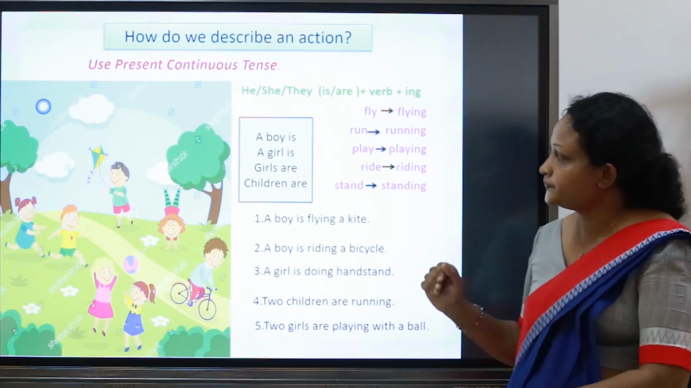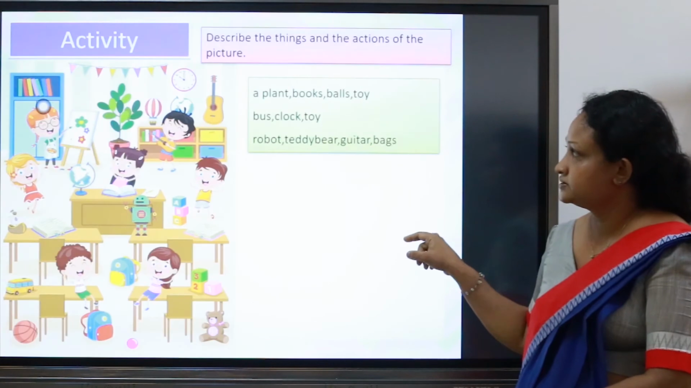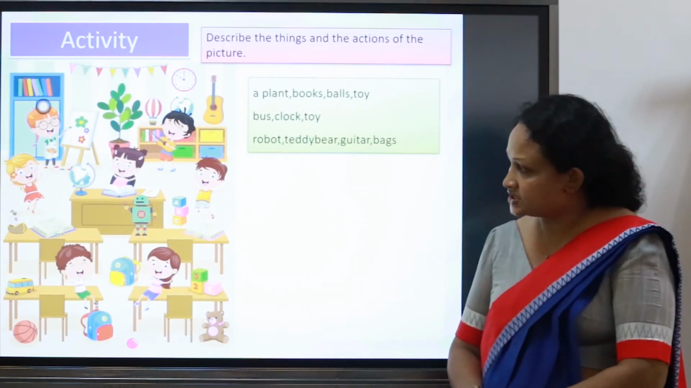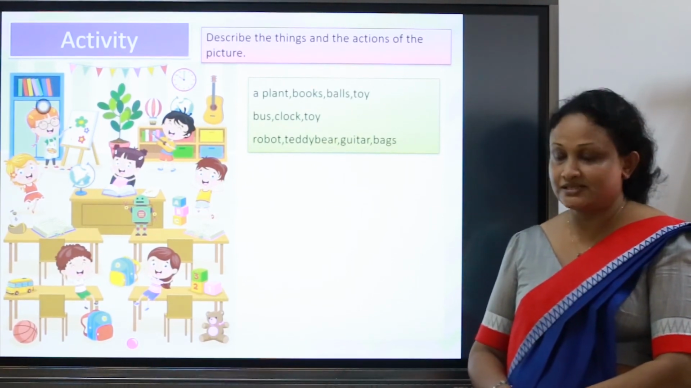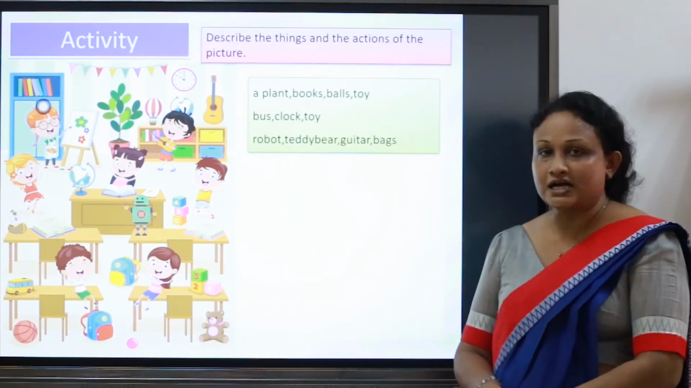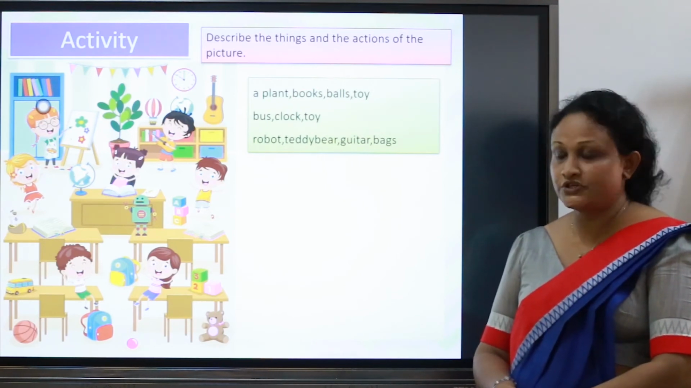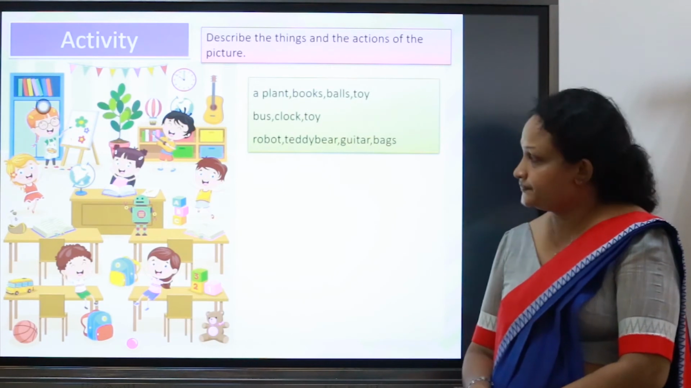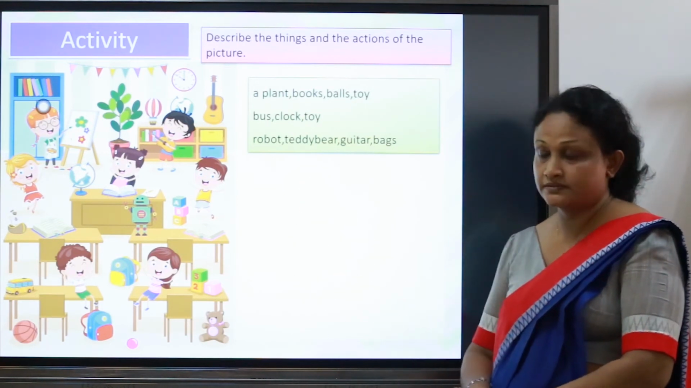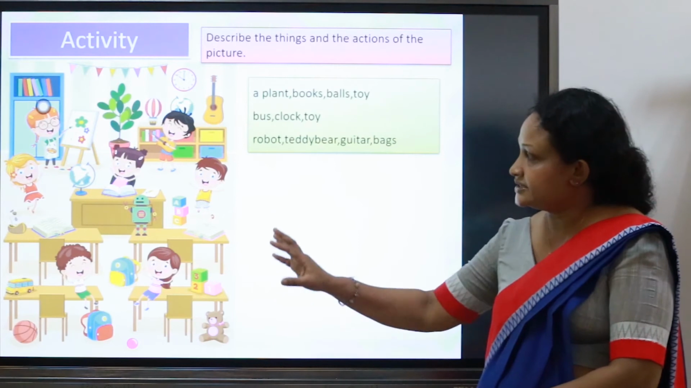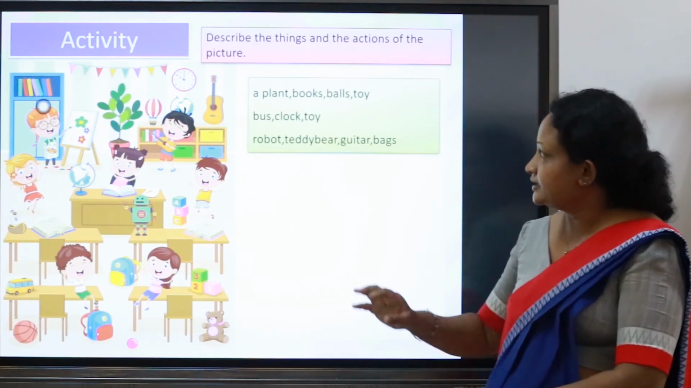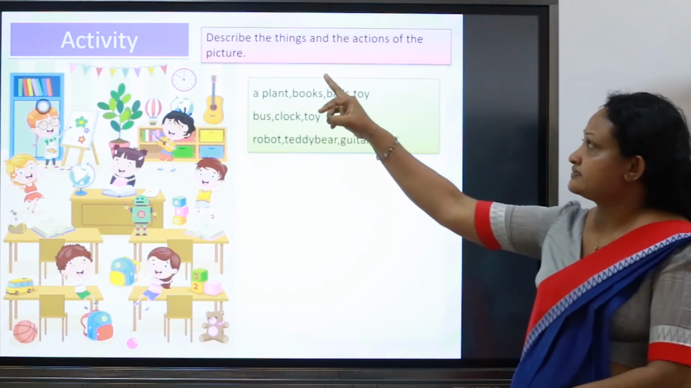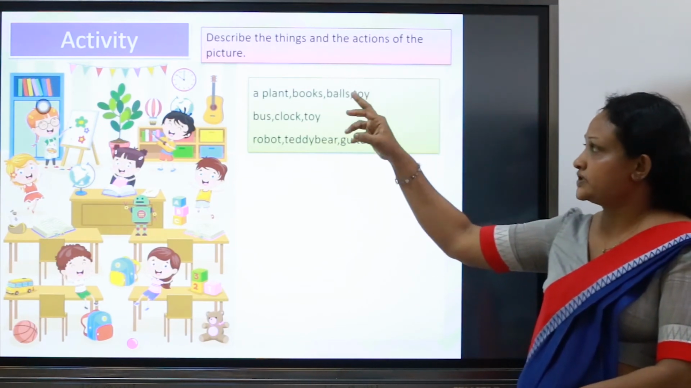Now I am going to give you a task. This is the activity for you. Here there's a picture. What is this picture? Yes, it's a picture of a classroom, very familiar place for you. So, what are the things you can see there? Observe it. You can see many things here, and I have also mentioned them. So, first describe the things and the actions of the picture.